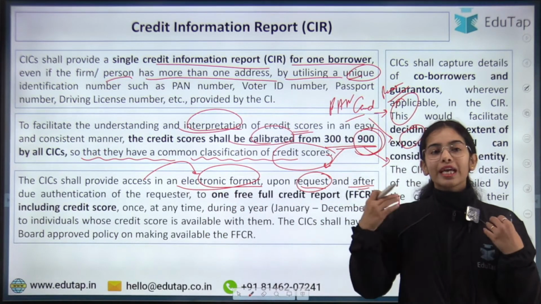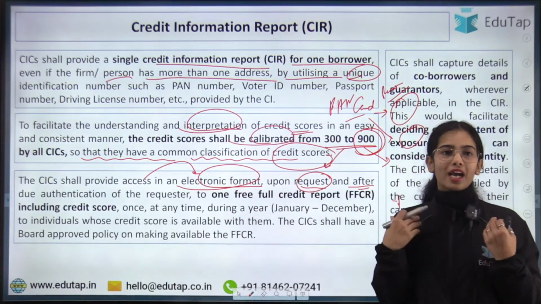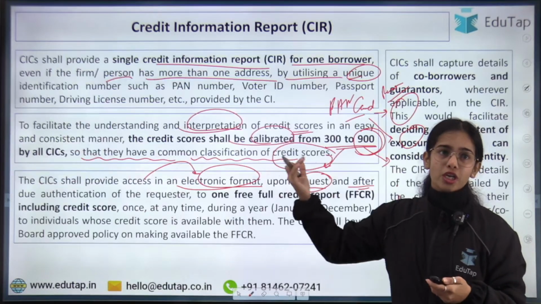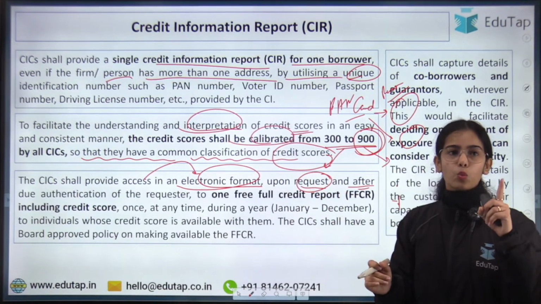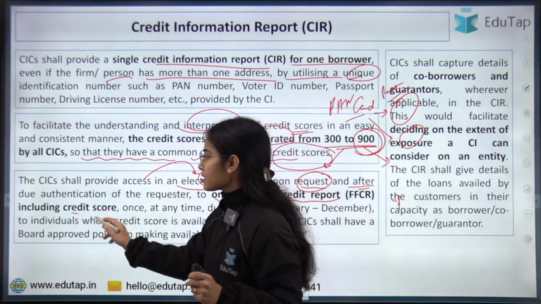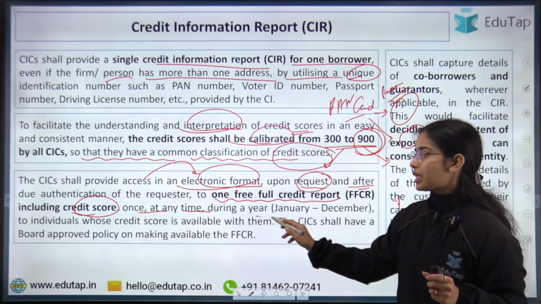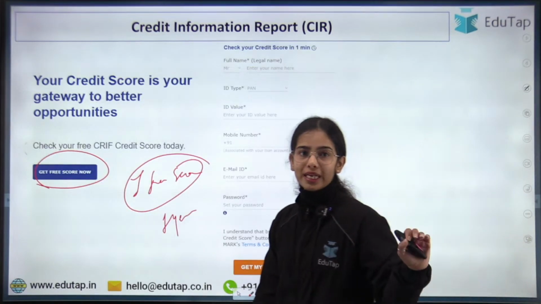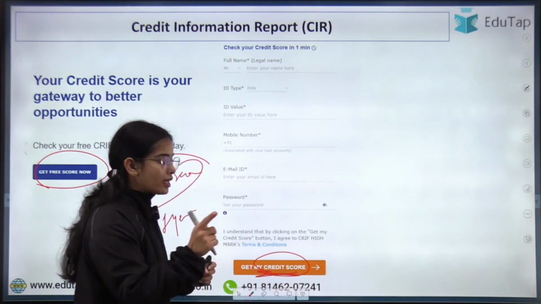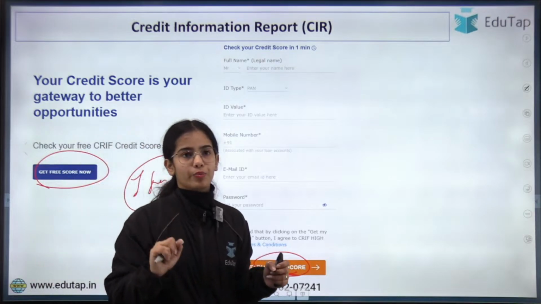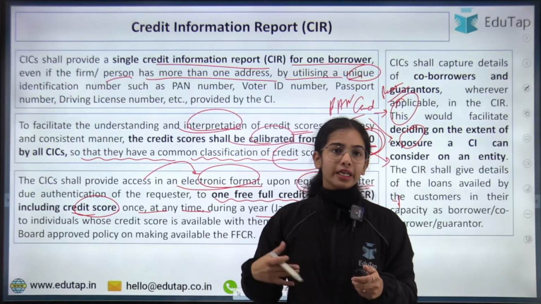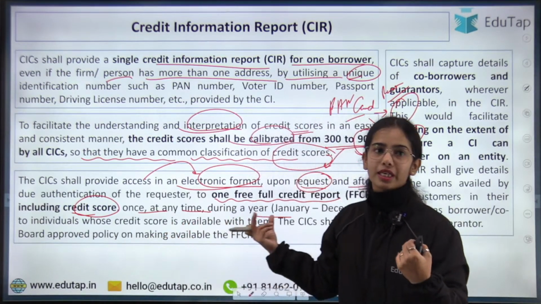Let's say I have taken a loan and I want to see my credit score. So I have to authenticate myself, provide my mobile number, ID and such, and then I can get one full credit report absolutely free, including the credit score, once at any time during a year. So the basic idea is that in 1 year you can get one free credit report, the complete credit report with the credit score.